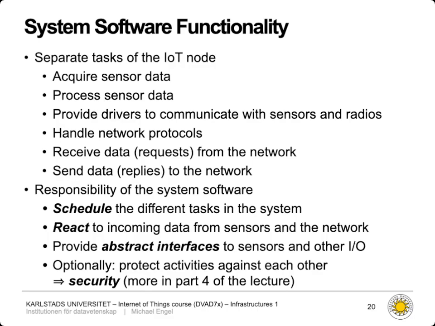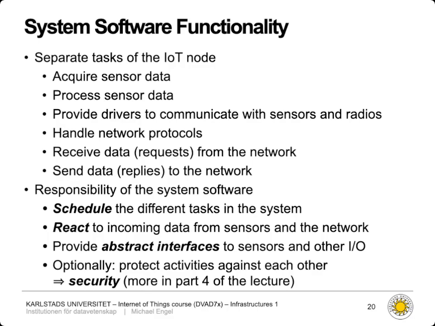So we've talked about hardware all the time. One important other part to get your system running, of course, in addition to your application for your IoT node, is system software. So your IoT node will have to work on separate tasks at the same time. It will have to acquire data from one or more sensors. It will have to process this data, for example, doing a Fourier transform to convert a signal into a frequency spectrum.